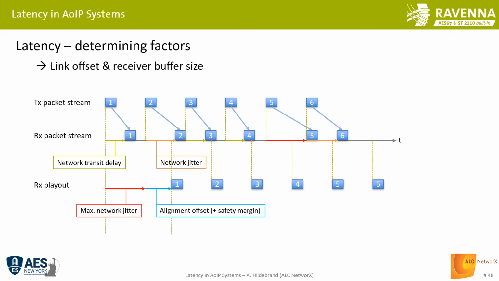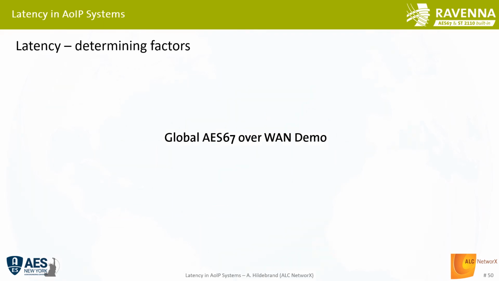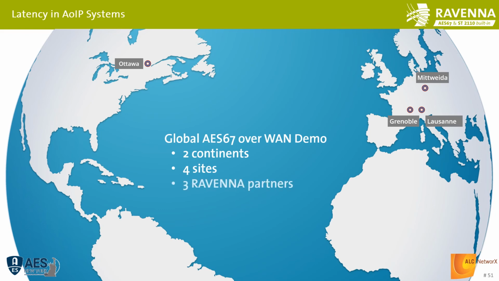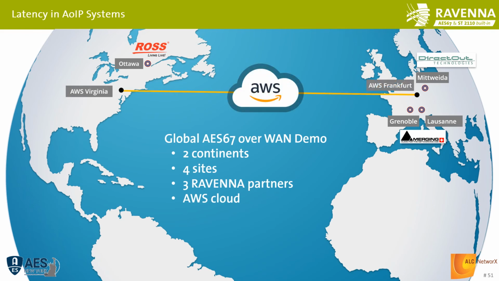Okay, final example. We had a global AES67 over WAN demo. Yes, AES67 over wide area networking. So we had 2 continents, we had 4 sites, one in Ottawa, in Germany, Mittweida, Grenoble, France, Lausanne, Switzerland. We were using gear from Ross, direct out and merging there, and we are utilizing the Amazon cloud. How can we transport AES67 through the cloud? Well, Amazon doesn't understand any AES67 at all, right?